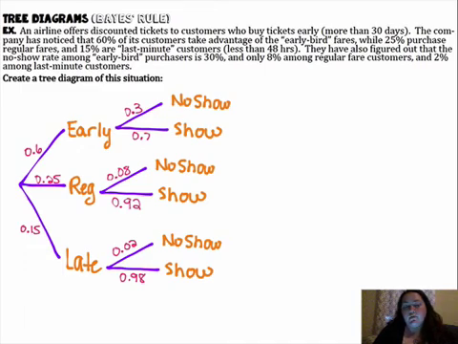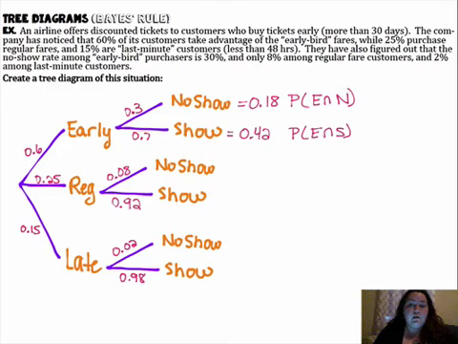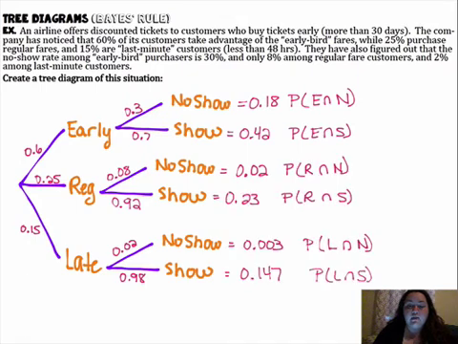And then what I'm going to do is I'm going to multiply across. So 0.6 times 0.3 gives me 0.18 for the probability that they were early and a no-show. 0.6 times 0.7 gives me 0.42, the probability they booked early and they showed. 0.25 times 0.08 is 0.02, and so on. So I'm multiplying across, and I'm just writing the label as to what that probability represents.